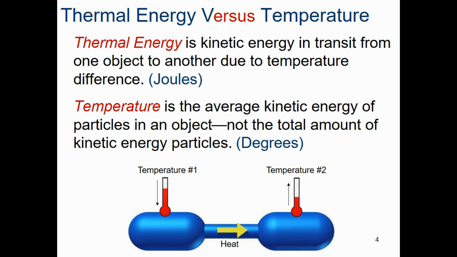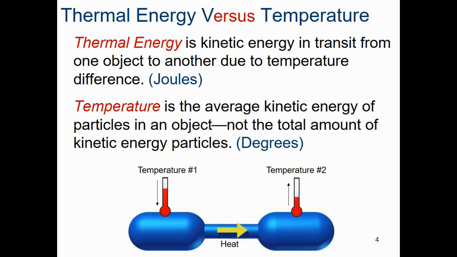Temperature, on the other hand, is the average kinetic energy of particles within an object, not the total amount of kinetic energy of particles, and it is measured in degrees. So temperature describes the average kinetic energy of the particles of an object. It is a measurable physical characteristic of an object. And we measure it in degrees Celsius, degrees Fahrenheit, in kelvins, or in Rankine.